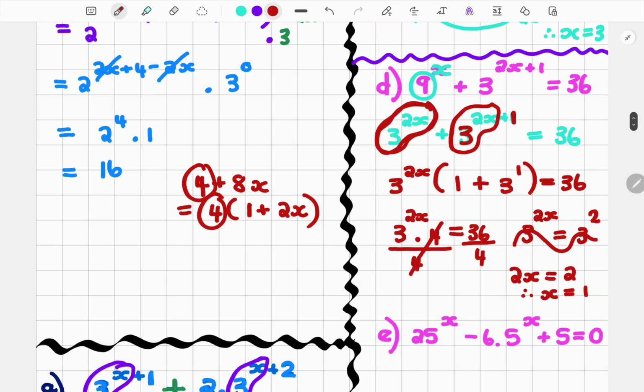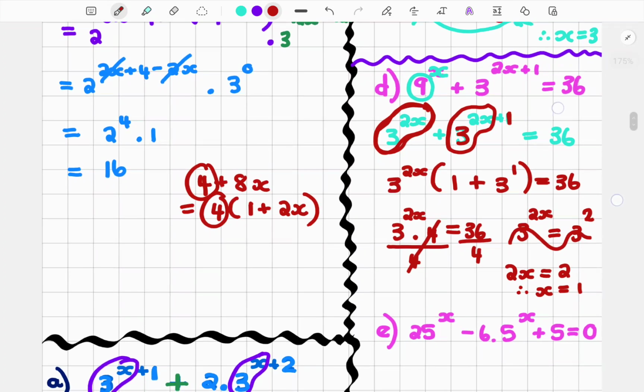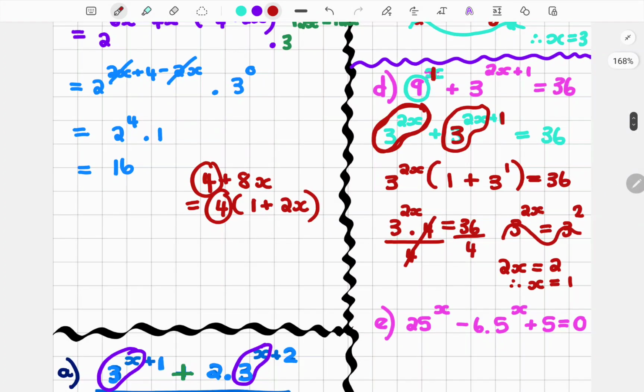So let's just see, let's go put it in at the beginning. So if I said x is 1, 2 times 1 is 2 plus 1 is 3. 3 to the power 3 is 27. 27 plus 9 to the power 1 is 9, which does give me that 36. So even here, you can always go and test your answers.